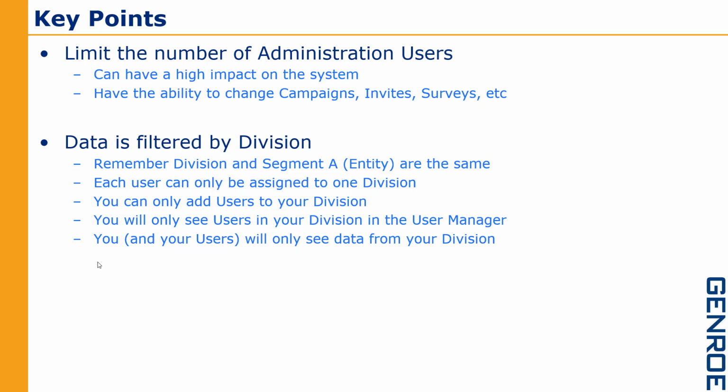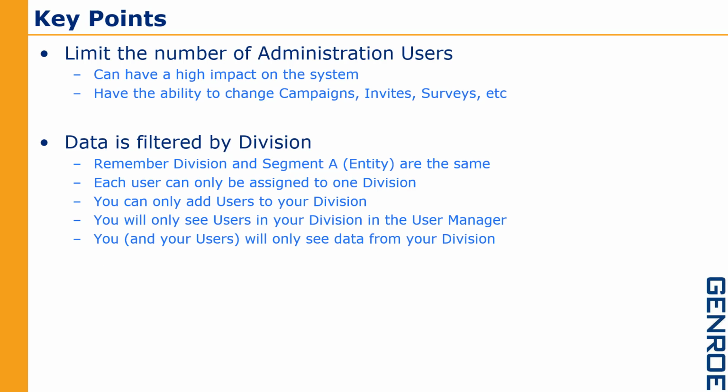The first point to note is that you should limit the number of administration users in the system. Whilst a lot of people would like to be administration users, having administration users in the system can have quite a high impact on the system. This user level has the ability to change a number of different areas of the system, including campaigns, invites and surveys, and without careful use and careful consideration can cause issues to other users of the system.